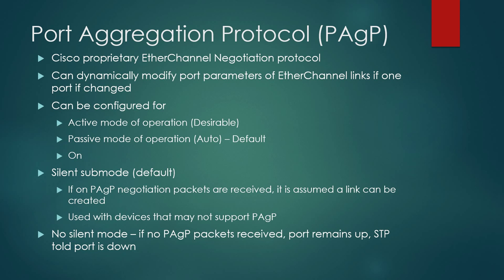Now, we can also set port aggregation protocol to be mode on, which is basically telling it to set up an Ether channel no matter what. Now, we also have a silent sub mode, which is the default mode of operation for port aggregation protocol. And what this mode will allow us to do is port aggregation protocol will still try to negotiate a connection to the far endpoint. But if it does not receive any type of reply, it will still assume that the other endpoint on the Ether channel can support Ether channel.